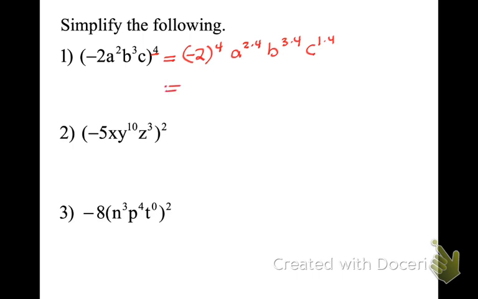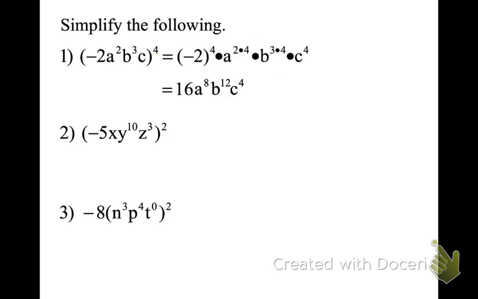This I want you to write out. Got it, Cameron? These I want you to write out for homework, David, because they're getting more complicated. So what does this become? 16, A to the 8th, B to the 12th, C to the 4th. Does that make sense? I'd like you to pause the recording and do the next two on your own.